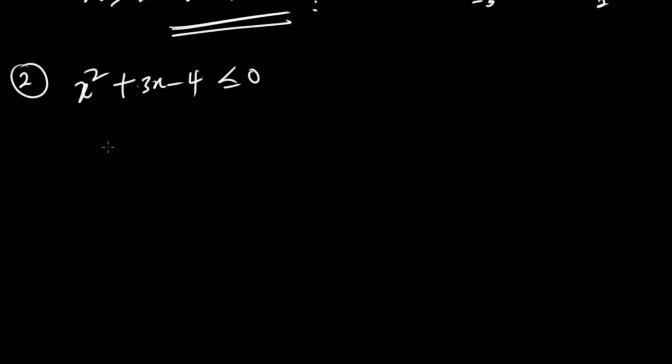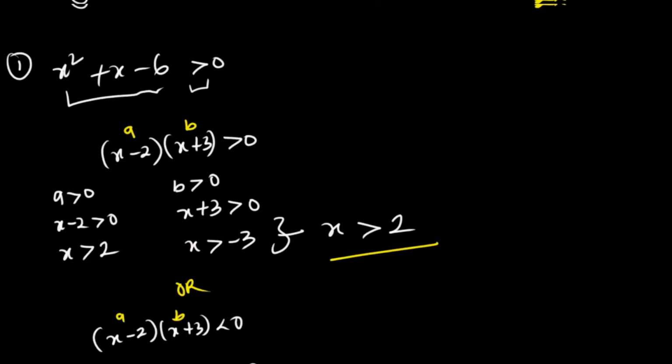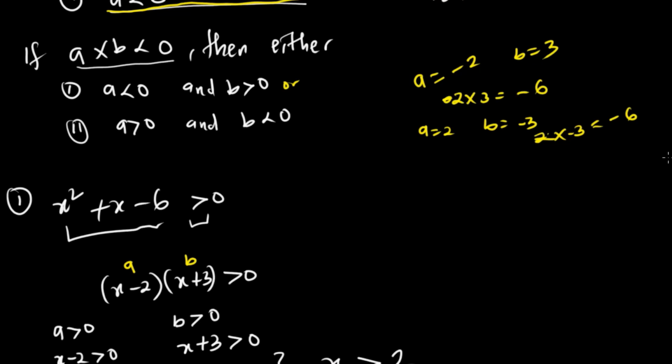So how do we factorize this? We are going to have the factors of this expression to be x minus 1 and also x plus 4, and here we have less than or equal to 0. So x minus 1 and x plus 4. If you are to consider the conditions under the second statement, if a multiplied by b is less than 0, we can also put less than or equal to. So then either we have a less than 0 and b greater than 0, or we have the first case.